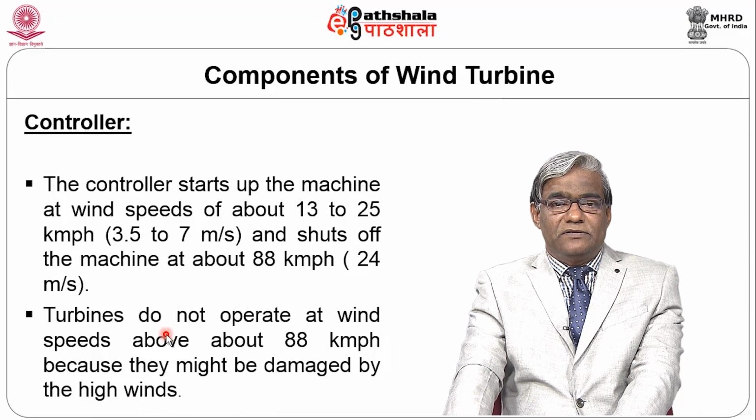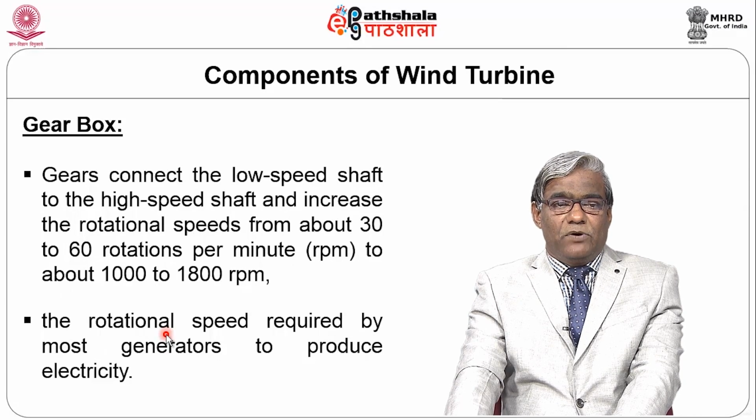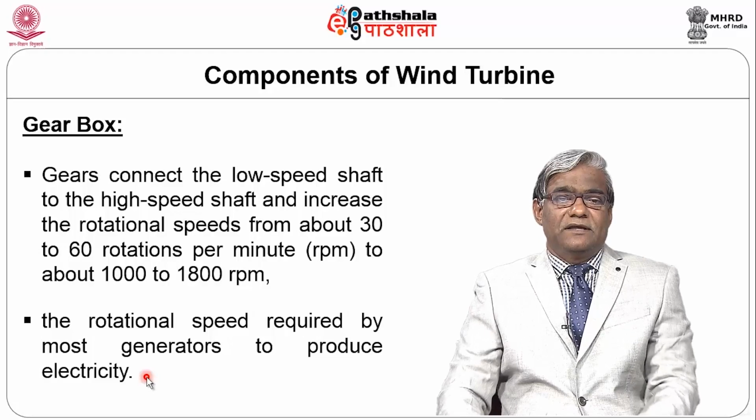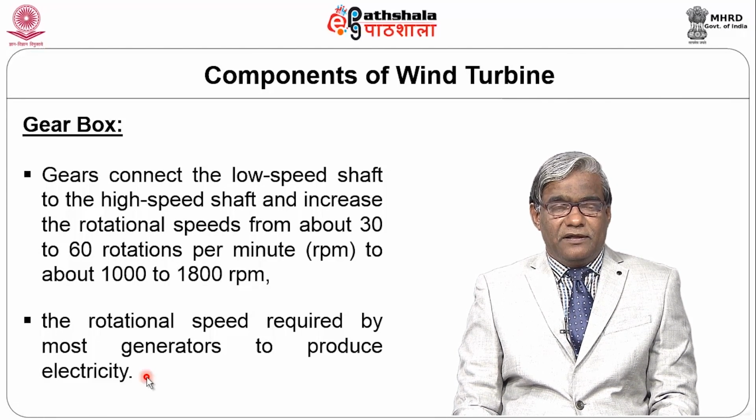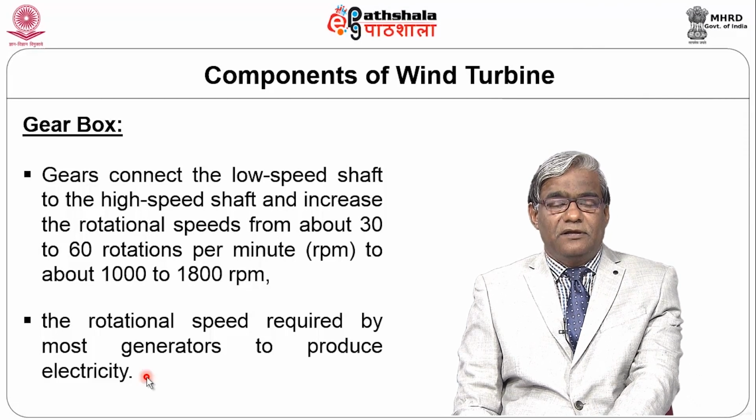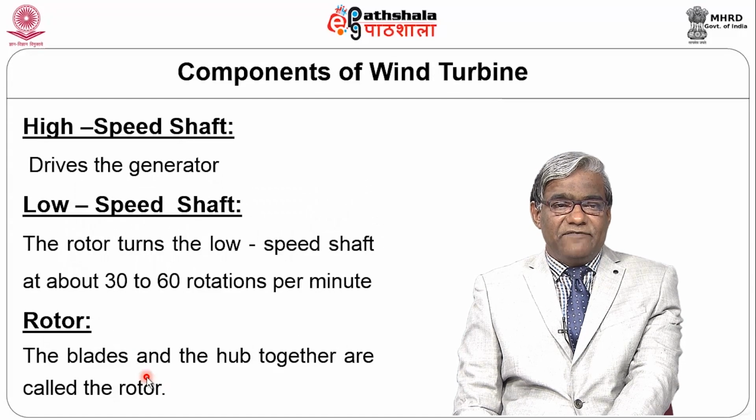The controller is a very important instrument, and it gives the signal to the machine, and at the right speed it gets started, and if it exceeds the limit it gets stopped. And the gearbox: gears connect the low speed shaft to the high speed shaft and increase the rotational speeds from about 200 to 300 rotations per minute, that is RPM, to about 1500 to 1800 RPM, the rotational speed required by most generators to produce electricity. So the gearbox is a very big component in the machine, and it steps up the required speed to the generator. And the high speed shaft drives the generator.